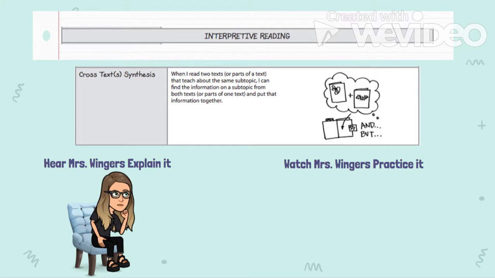Here we see the skill of cross-text synthesis from our informational reading progression. So it says, when I read two texts or parts of a text that teach about the same subtopic, I can find the information on a subtopic from both texts or parts of one text and put that information together. So you can see in the image there to the right, there's two different books, and it's kind of like putting those together with your own thinking.